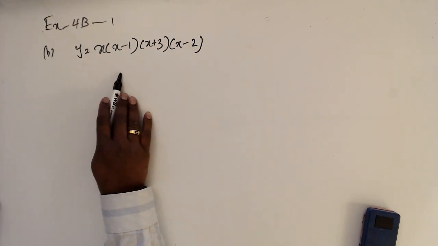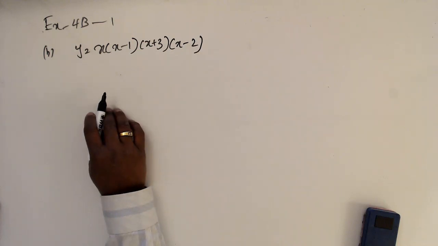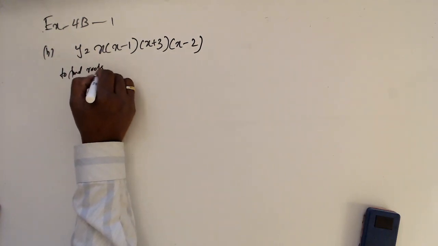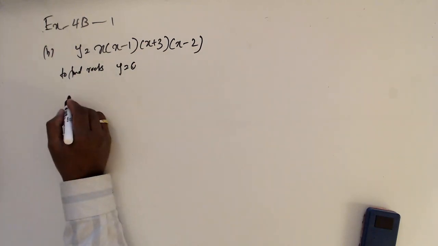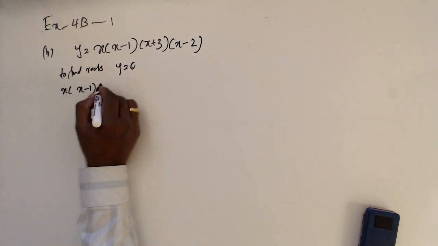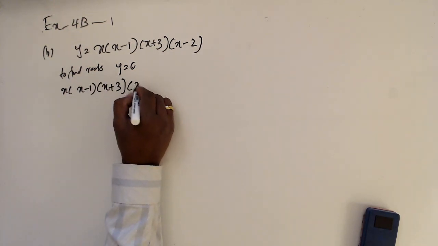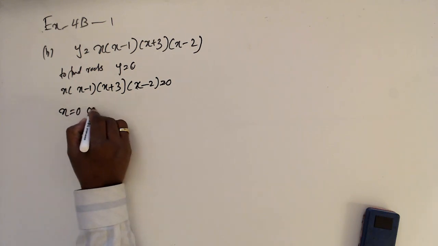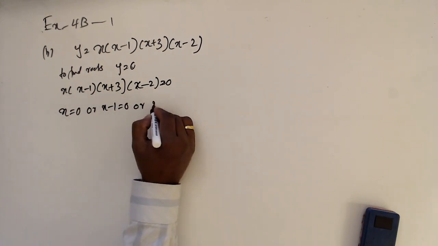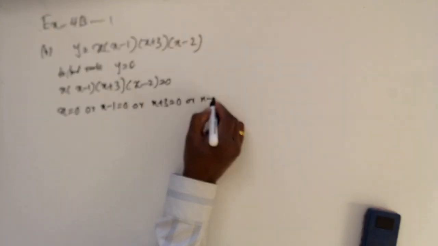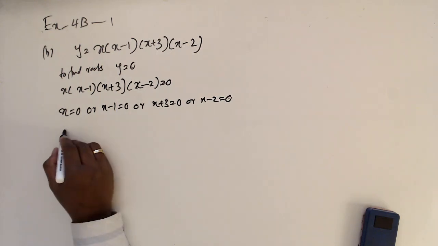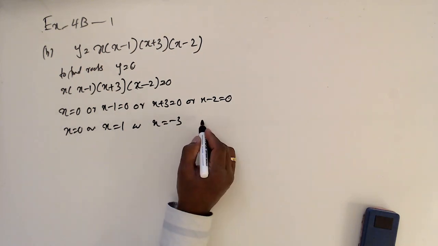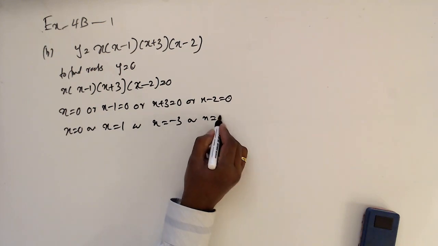y equals x times (x minus 1)(x plus 3)(x minus 2). This is part B. To find roots, we want to make y equal 0. Then x times (x minus 1)(x plus 3)(x minus 2) equals 0. x equals 0 or x minus 1 equals 0 or x plus 3 equals 0 or x minus 2 equals 0. So x equals 0 or x equals 1 or x equals minus 3 or x equals 2.